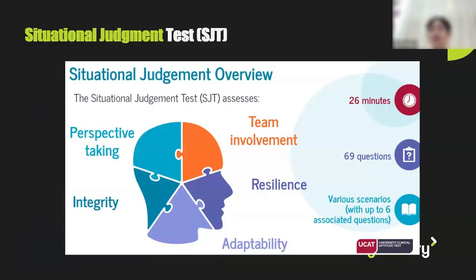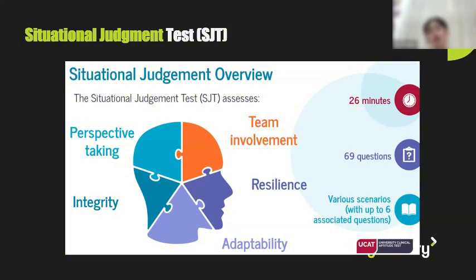It's very important that we have these qualities in us. We have to ensure that we are resilient, we have integrity, we involve the team, we have some kind of perspective about the situation, and we can adapt easily.